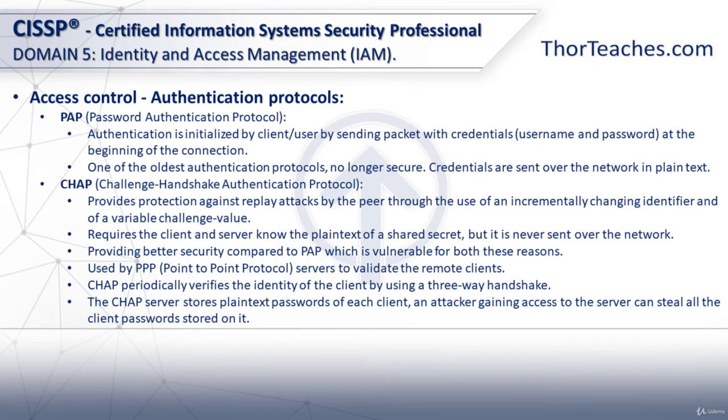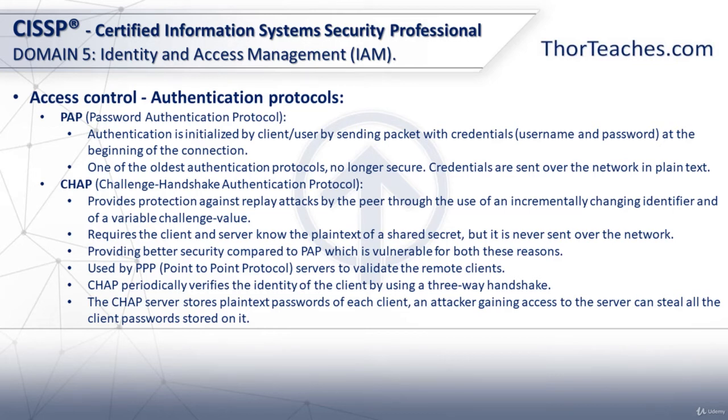CHAP, or Challenge Handshake Authentication Protocol, fixed some of those problems, but still has issues on its own. It has protection against replay attacks, and it does that by using an incrementally changing identifier and a variable challenge value. With CHAP, both the client and the server need to know the plain text of the shared secret, but it is never sent over the network, which obviously is smarter than PAP because both of those were vulnerabilities on PAP. CHAP uses PPP servers to validate the remote clients, and that's the Point-to-Point Protocol we talked about earlier. And it also periodically verifies the identity of the client using a three-way handshake, just to ensure that no one has hijacked the session. So that's all the good stuff.